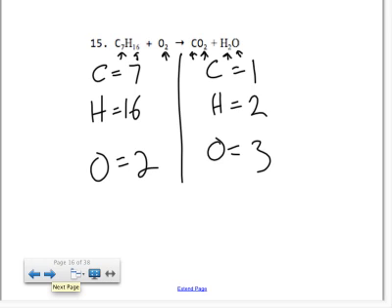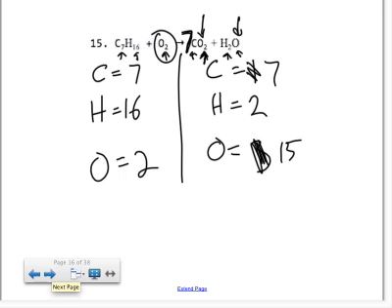Okay, so I'm going to go ahead and start. Remember, if you've got oxygen by itself, save it to last, because a lot of times you can go back and fix things at the end with an element that's by itself. So I'm just going to start at the top and work my way down. I've got 7 carbons on the left and only 1 on the right. So if I multiply CO2 by 7, that gives me my 7 carbons on the left. It does change the number of oxygens though, because 7 times O2 means I've now got 14 oxygens in this molecule, and I've got another one here, so that's 15 oxygens.